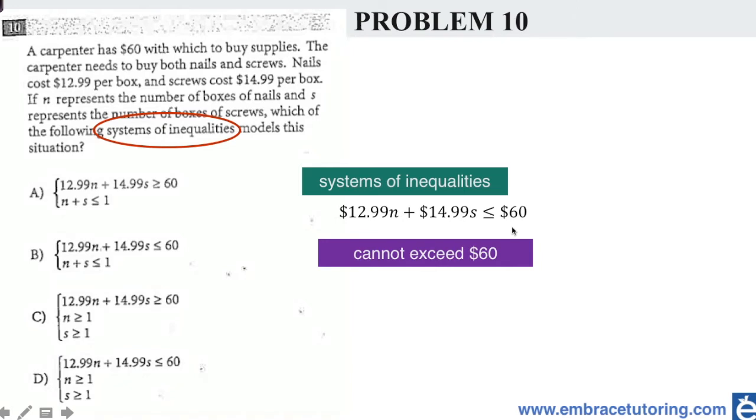The other major inequality is just the fact that you need at least one nail and you also need at least one screw. It doesn't tell you exactly how many nails or screws that you need. You just know that you need them both, and they need to both be greater than or equal to 1, right? So the best answer choice in this instance for question number 10 is really going to be D.